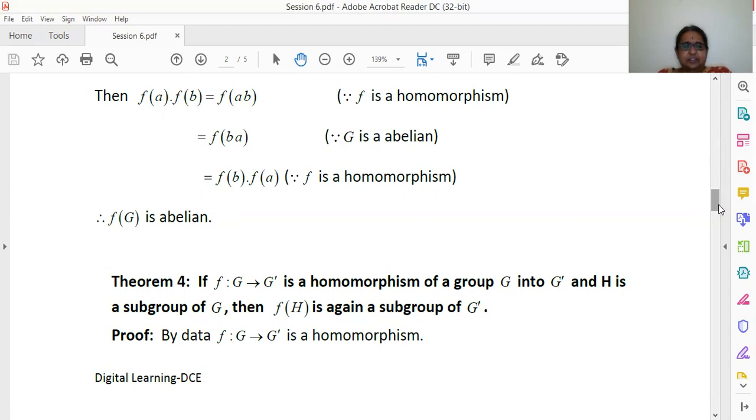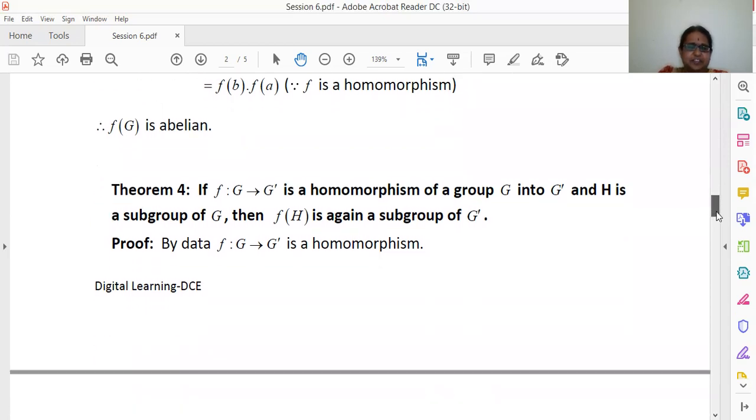Using this, we have to show that f of H is again a subgroup of G'. In the theorem it is given that f is a homomorphism of a group G into G' and H is a subgroup of G. Using these two, we have to show that f of H is also a subgroup of G'. Now we shall prove this.